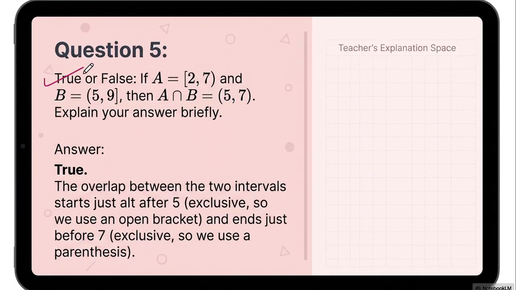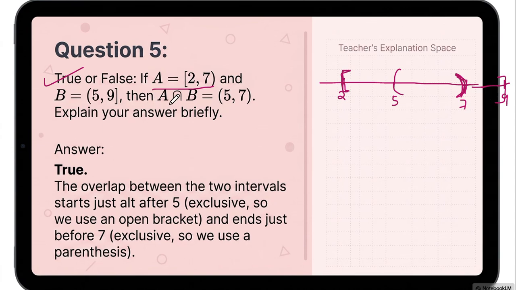So the question is true or false. If A is the interval closed at 2 and open at 7. If I draw the number line, let's say 2 is here and 7 is here. Closed at 2 means 2 is included, and 7 is open, so 7 is not included. And the B interval is 5 to 9. Let's say 5 is here and 9 is here. 5 is open, so it is open here, and 9 is closed, so it is closed here.